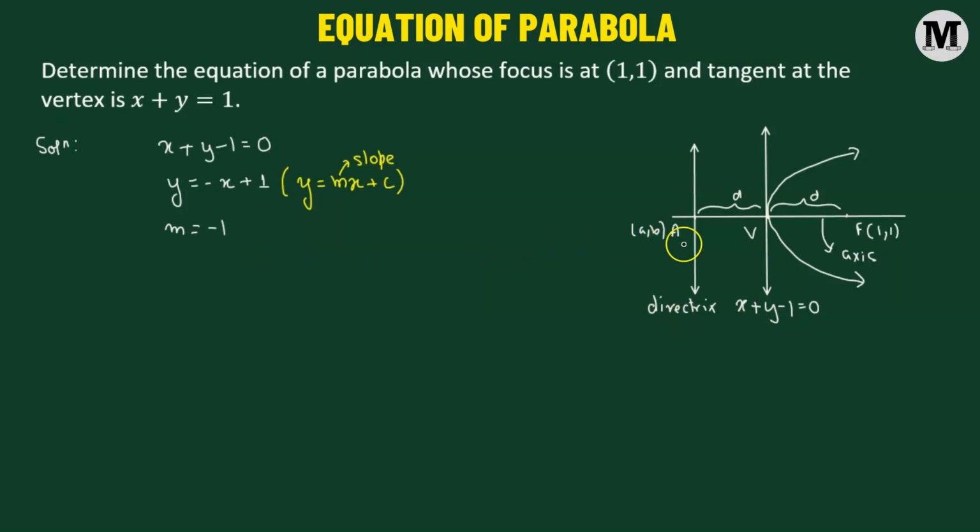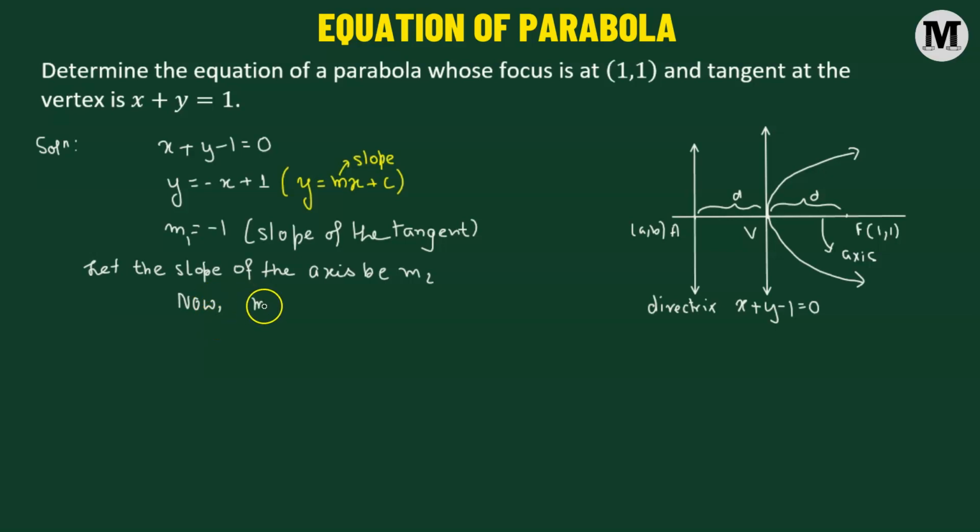Now from the properties of straight lines, we know that if two lines are perpendicular to each other, then the product of their slopes is always -1. Let's call the slope of the tangent line m1, so m1 = -1. Now we're going to assume the slope of the axis line to be m2. The product of m1 and m2 is -1, which means that m2 = -1/m1, which equals positive 1. So the slope of the axis line is m2 = 1.